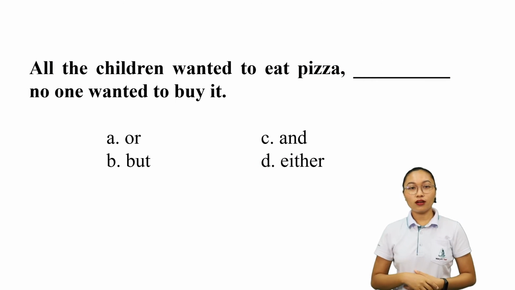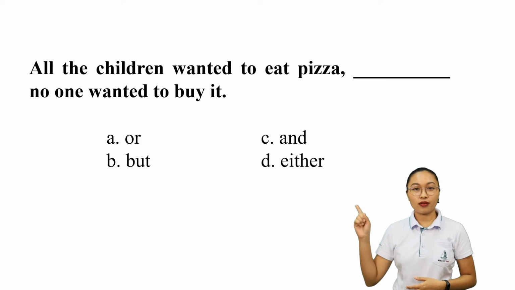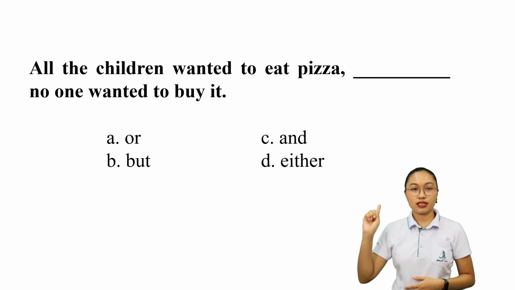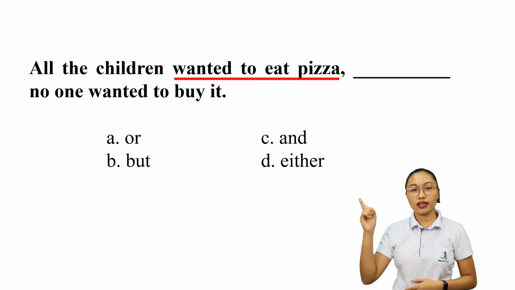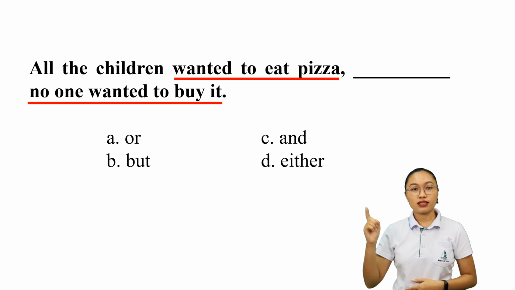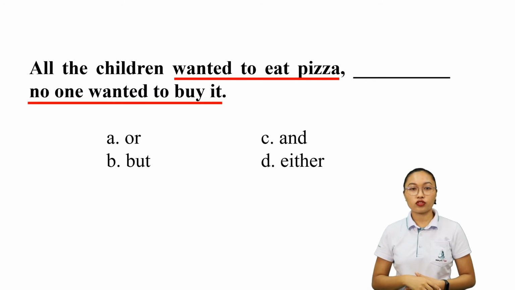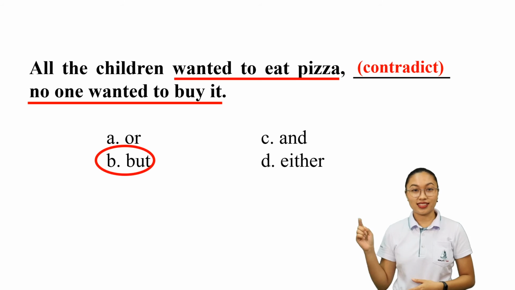Third, all the children wanted to eat pizza, blank, no one wanted to buy it. A, or; B, but; C, and, or D, either. Notice the clauses wanted to eat pizza and no one wanted to buy it. The second one contains the negative term no one, telling us that the two clauses contradict each other. So the answer is B, but.